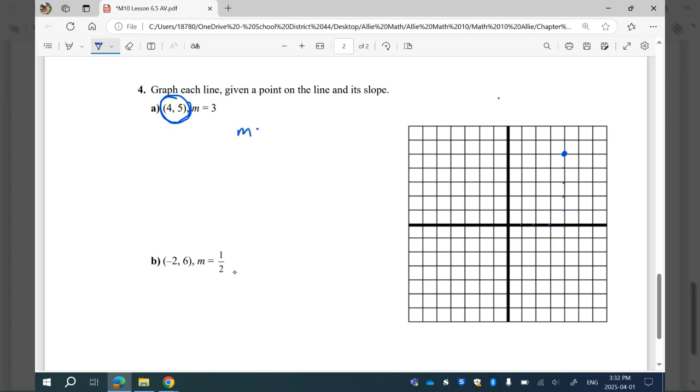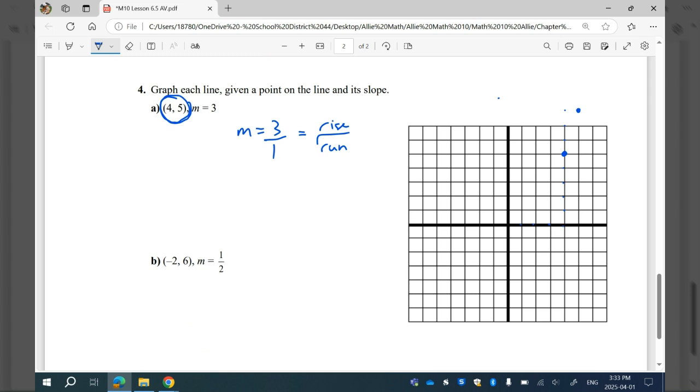So m equals 3. And don't forget, all numbers can be over an invisible 1. So this is our rise over our run. From here, we can rise, though we're going to be off the chart, 1, 2, 3, and run 1. Up is positive, and right is positive. So it's a positive slope. We want to move like a check mark.